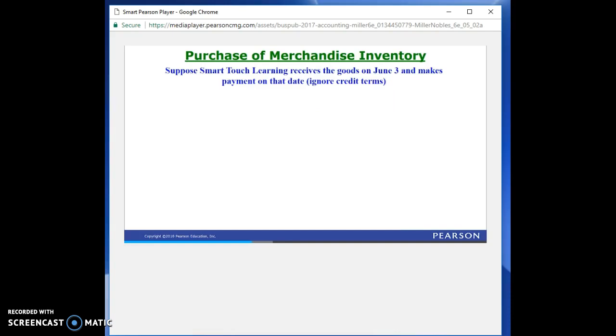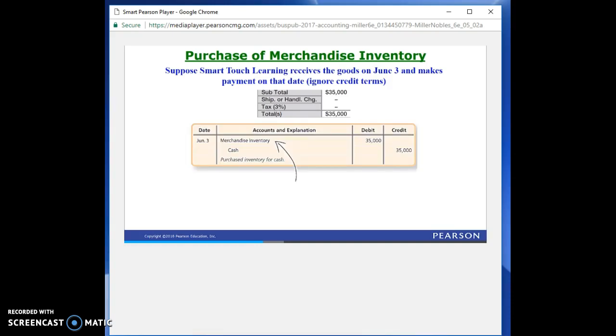Suppose Smart Touch Learning received the goods on June 3rd and made payment on that exact same day, so let's ignore the credit terms for now. Smart Touch Learning will pay the entire $35,000. When they do this on June 3rd, they would debit the merchandise inventory account for $35,000, and they will credit cash for $35,000 as well.